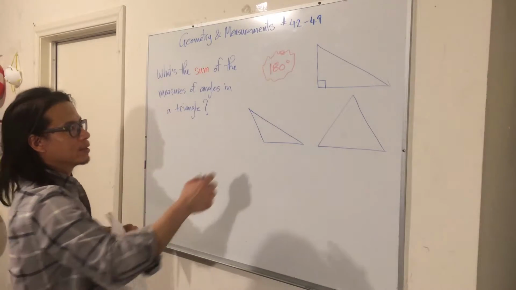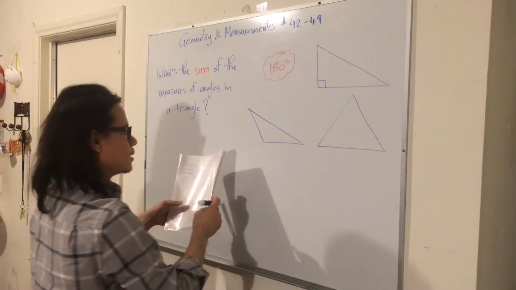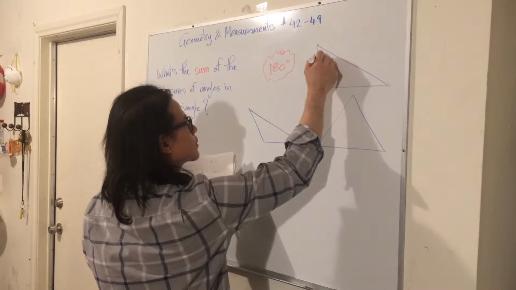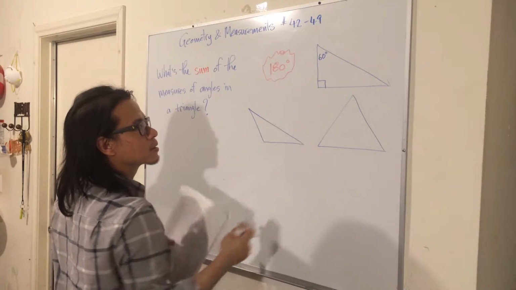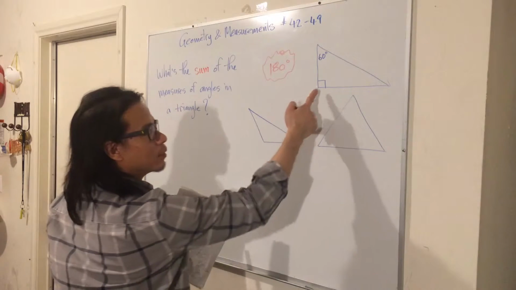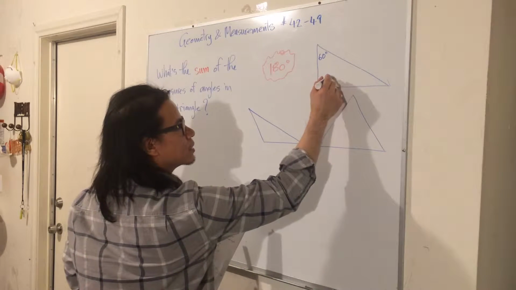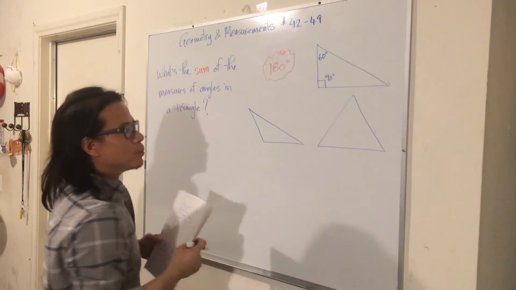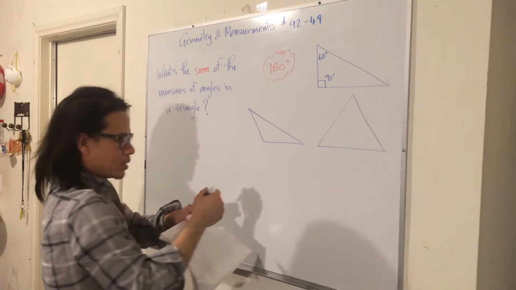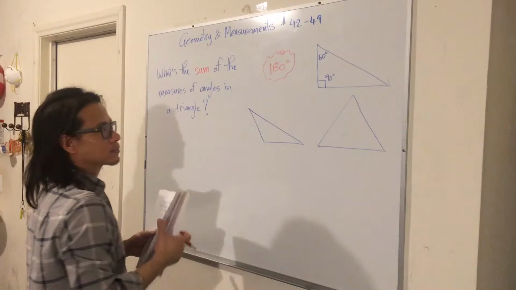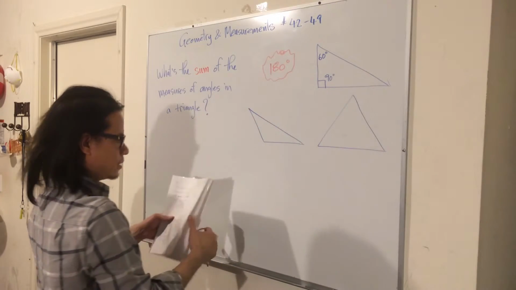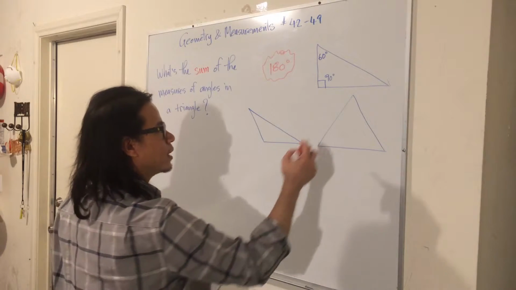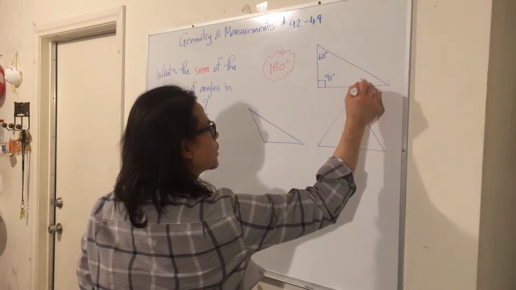So let's say this is 60 degrees. Do you remember what measure that is? A right angle is 90 degrees. So what would this angle have to be in order to get 180 for all three angles there? If you say 30 degrees, you are correct.